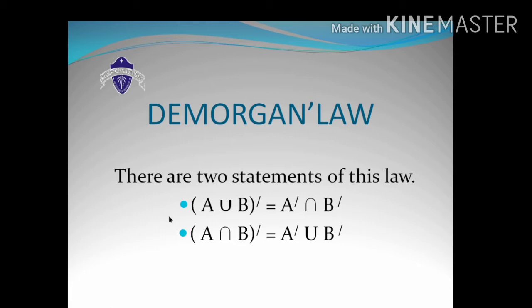We can proceed as number 1: (A ∪ B)' = A' ∩ B'. In this statement there are two sides. This one is the left hand side and this one is the right hand side. When we prove it, first we will solve its left hand side and then its right hand side. After the complete solution of both sides, the answers of both sides should be equal.